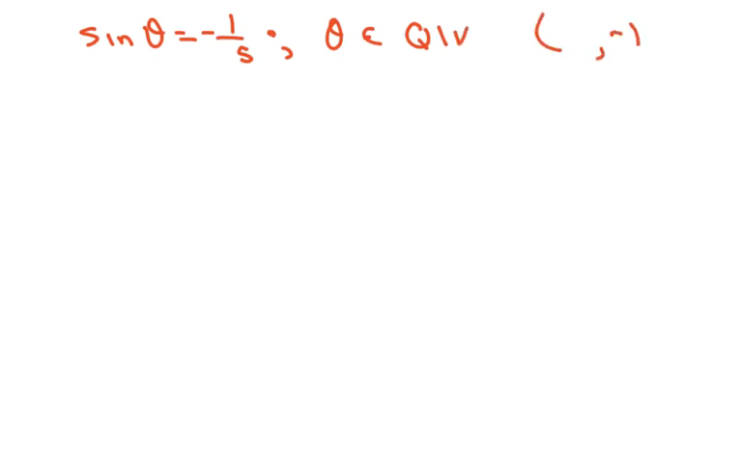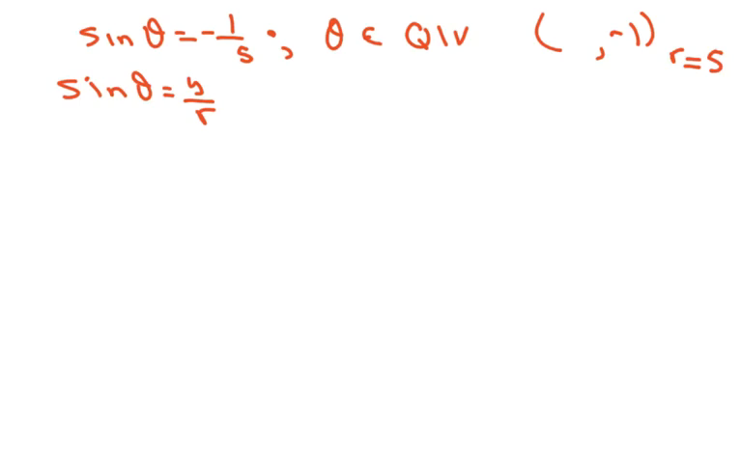Okay, the next one we have is sine of theta equals negative 1 over 5, and our angle belongs, so put a C in a line, to quadrant 4. So I know in quadrant 4 my x is positive and my y is negative. When you set this up, y over r, my y is negative 1 and my r equals 5. R is always positive.